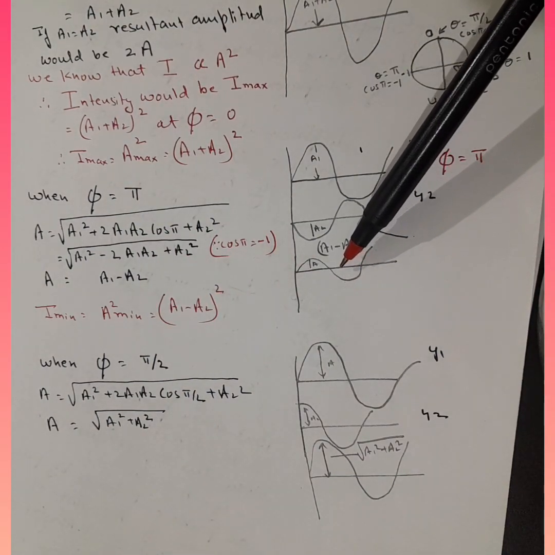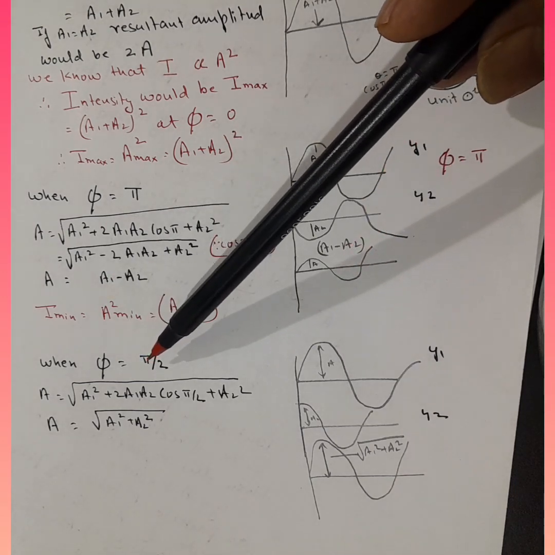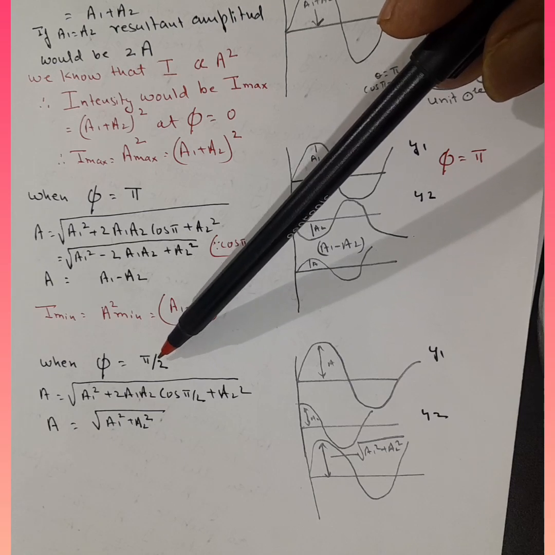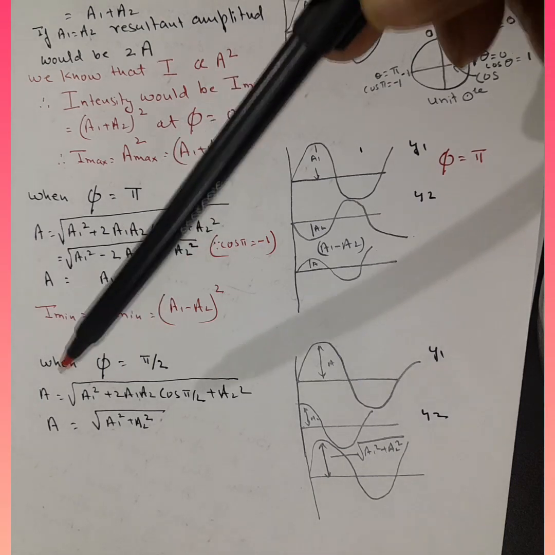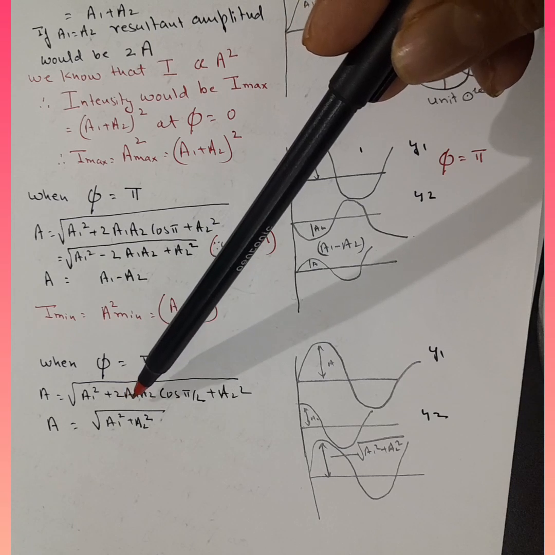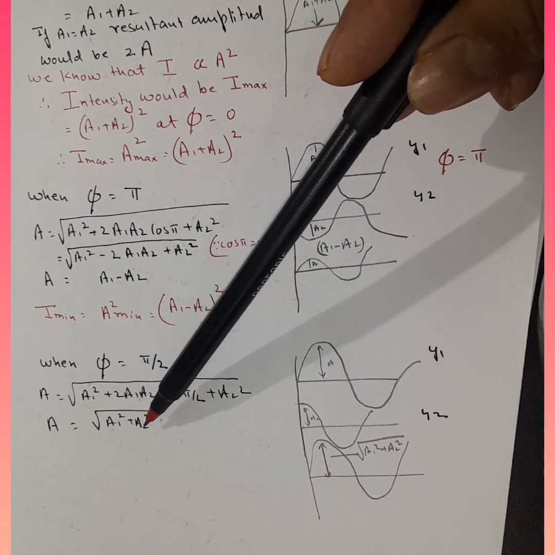Hope it is clear. Okay, now let's understand the third situation when phi is pi by 2. Phase difference is pi by 2. So in our unit circle we come over here, the angle is pi by 2, 90 degrees, and we know the value of cos over here is 0. So cos pi by 2 is 0. So this entire term goes away. So now what happens is, it is the root of a1 square plus a2 square.